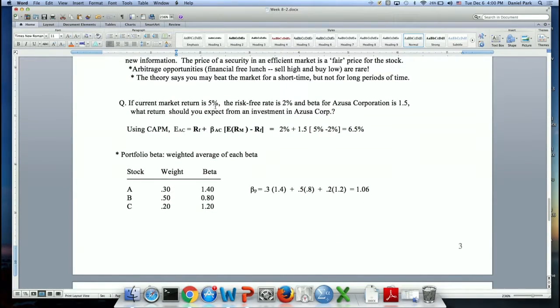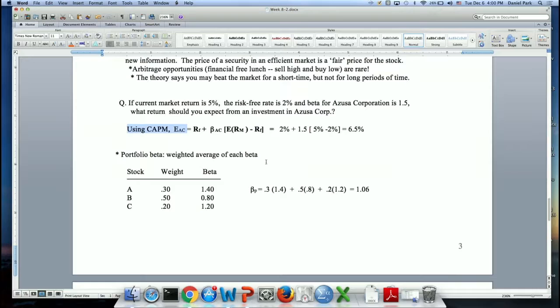So using the formula, we can answer. If a market return is 5, that means ERM is 5. Risk-free is 2. Yes, RF is 2. So 5 minus 2, right? And then Ajusa Corporation, beta is 1.5. And 2% is risk-free. So risk-free is 2, plus you'll get an additional 4.5. Okay, additional 4.5% as risk premium, then you're going to end up with 6.5 as the answer, how much you should earn if you invest in Ajusa Corporation.